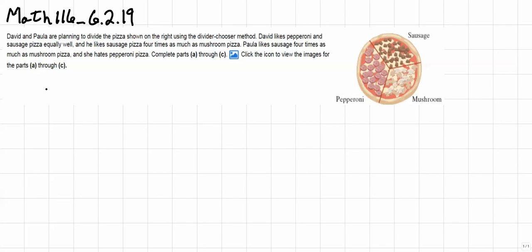David and Paula are planning to divide the pizza shown on the right using the divider-chooser method. David likes pepperoni and sausage pizza equally well, and he likes sausage pizza 4 times as much as mushroom pizza. Paula likes sausage 4 times as much as mushroom pizza, and she hates pepperoni pizza.